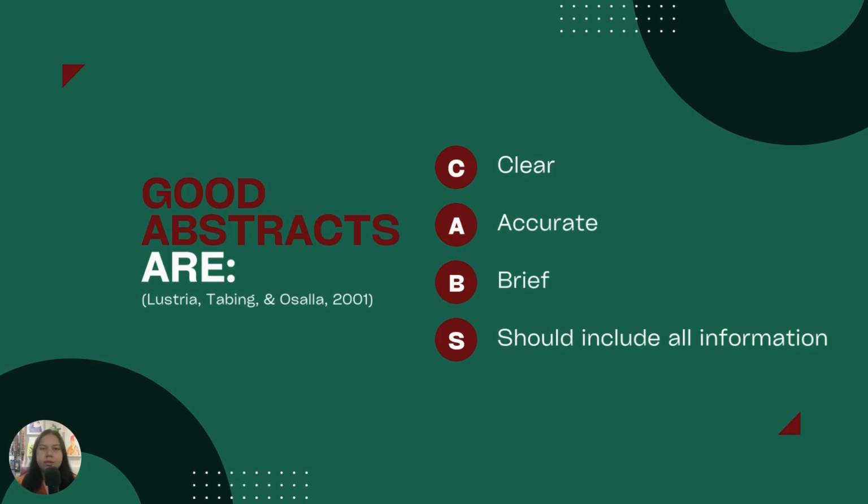You don't want it too lengthy. Ideally, it's within 250 to 300 words at most. But again, that depends upon the format that your research advisor advises you to follow. And S, lastly, is to ensure that all information should be included. We don't want questions to be raised while one is reading the abstract.